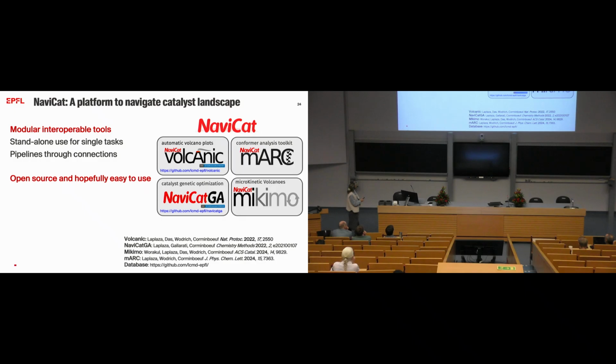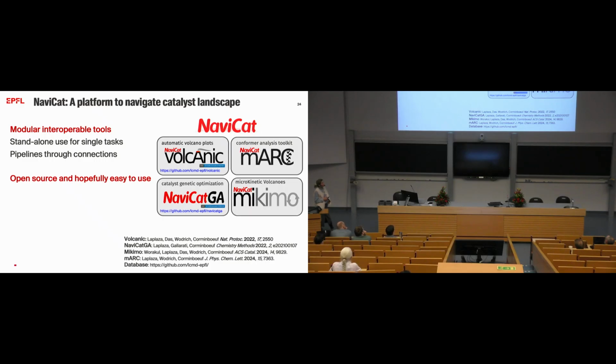And NaviCat is actually a platform that we have developed to navigate catalyst landscape. It includes many different tools, going from Volcanic that can construct volcano plots, that I will use a little bit automatically. We have a microkinetic variant of those volcanoes. We have Mark, which can post-process all the conformers and use only the relevant ones if you do a conformational analysis. And we have NaviCat GA, which is the genetic algorithm that we are using.